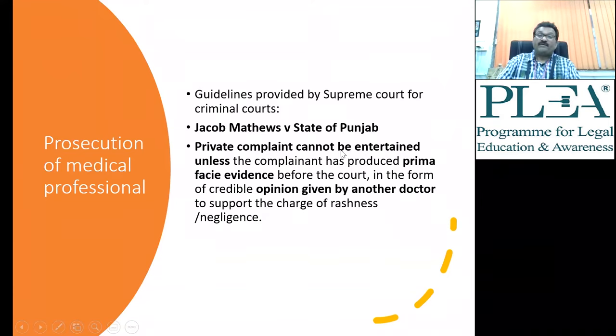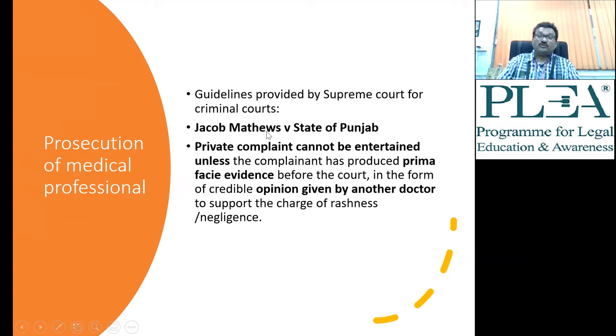What it says: a private complaint cannot be entertained unless the complainant has produced prima facie evidence before the court in the form of a credible opinion given by another doctor to support the charges of rashness or negligence.